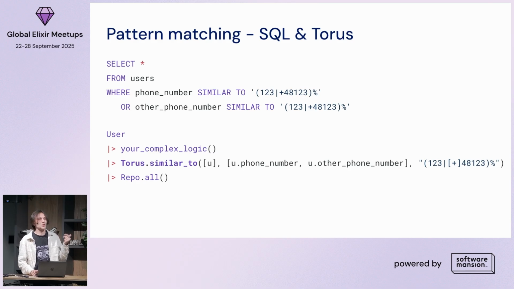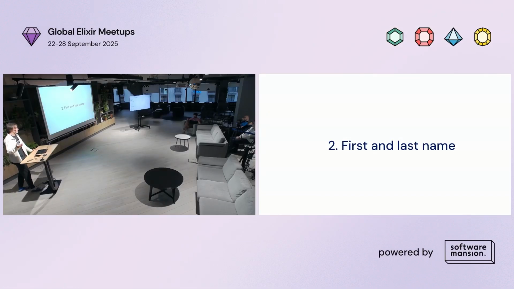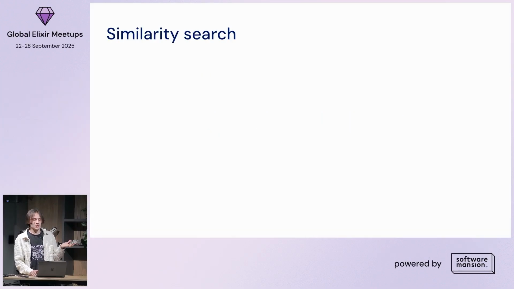So the second problem that we want to solve is searching by first and last name. We can't use pattern matching here because you probably can make typos in names, right? And we probably want to catch them, and we probably want to return something back. And for actually catching typos in short text fields, there is a similarity search. Similarity search searches for records that closely match the input text, and it uses trigram distance.